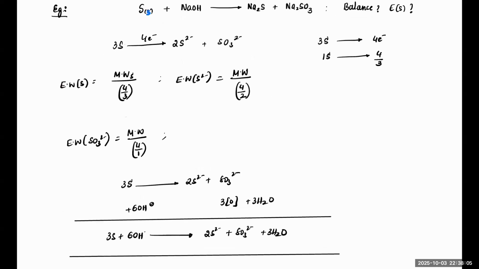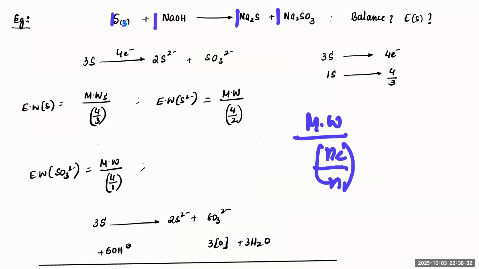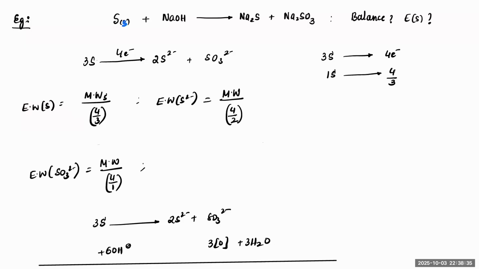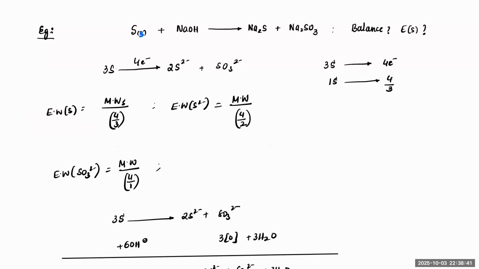Remember, in case you are ever asked for the valency factor or equivalent weight of the product side, always check molecular weight divided by the number of electrons transferred, divided by the number of moles or stoichiometric coefficient present with that. That way you can calculate the equivalent weights. I guess all of you understood this point. Right. Okay.